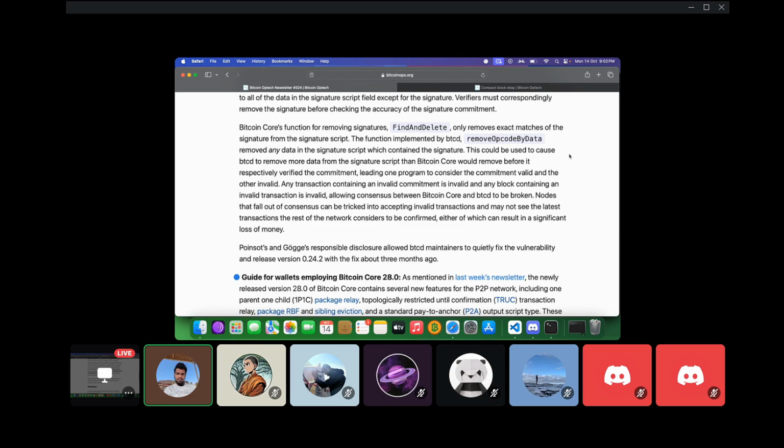It was fixed. How was it fixed? I believe, prima facie, it was fixed by BTCD also deploying the same mechanism, BTCD also using exact matches to strip off signatures while validating transactions.